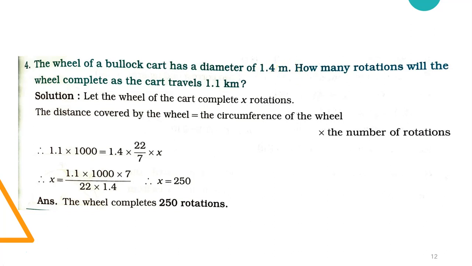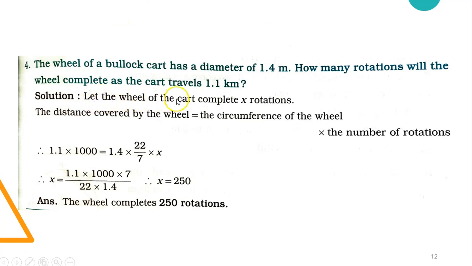How many rotations? To complete one rotation, the wheel moves completely. So again, it is tracing the outline. So we are asked to find the circumference and then how many times it will complete those rotations in 1.1 kilometers. So let's see how to solve this.